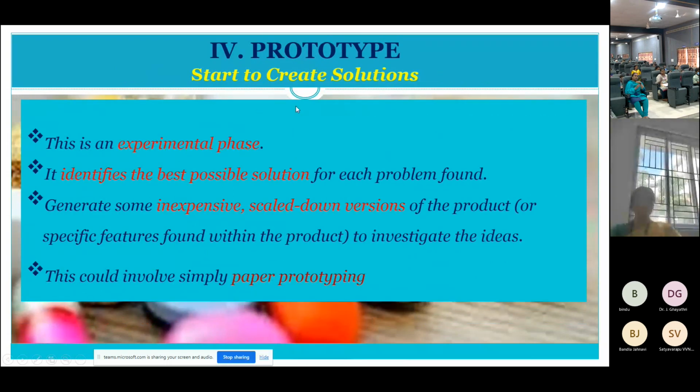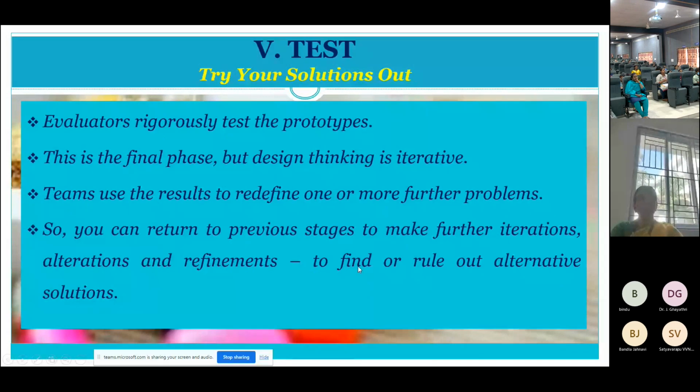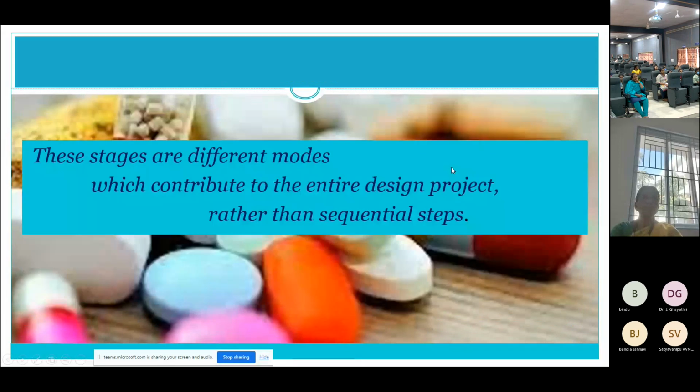Then create solutions. This is the experimental phase. You can identify the best possible solution with inexpensive scaled-down versions. That is usually the prototype, which is throwaway, it cannot be reused. So simply you use paper prototyping. Usually you have to start with paper prototyping. Then go for the testing. These stages are different modes which contribute to the entire design project rather than sequential steps. Again and again, you can repeat it.